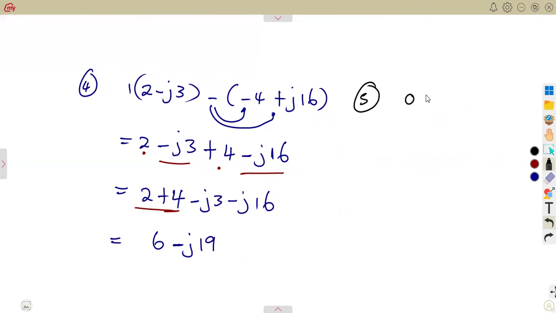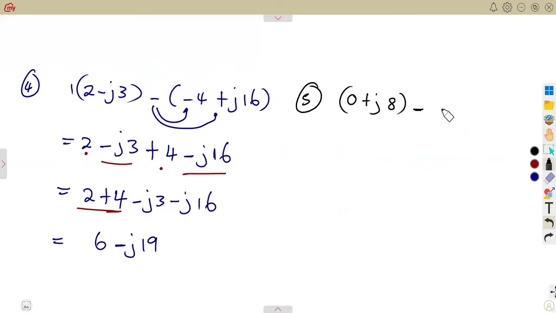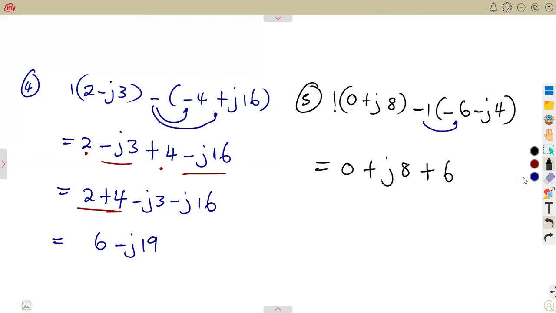As it is, 0 plus j8 minus, then the other bracket you are given, minus 6 minus j4. Just expand. There's a 1, this is minus 1. So it's 1 times it's expanded, there's no effect as it is. That's a 0 plus j8. Minus 1, distribute this. Minus 1 and minus 6, minus, minus, that's a plus. Distribute minus 1 and minus, that's a plus.